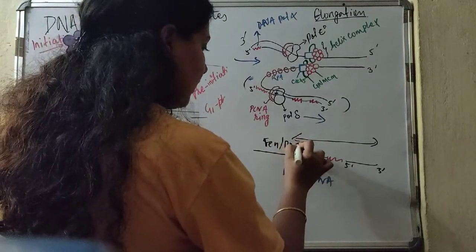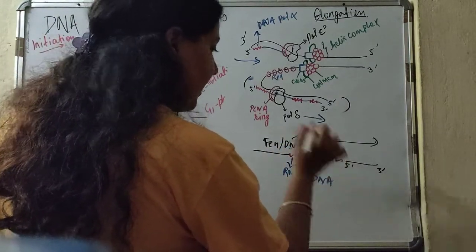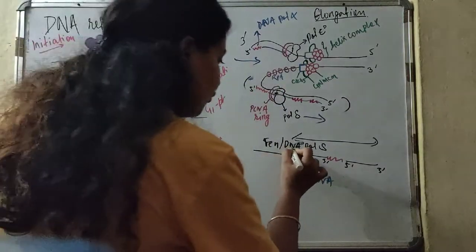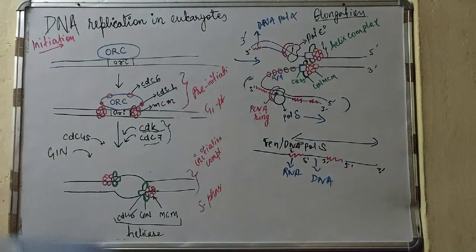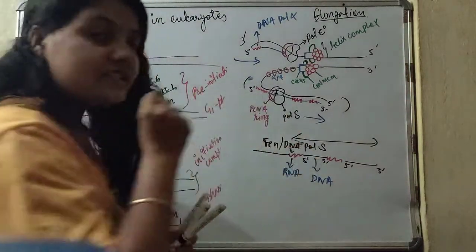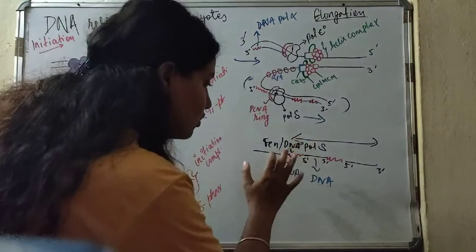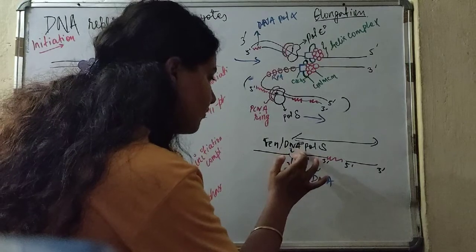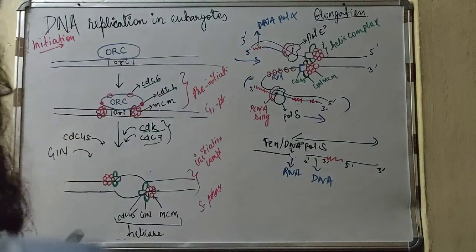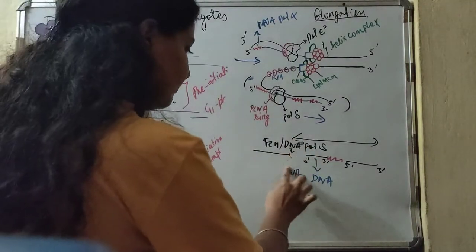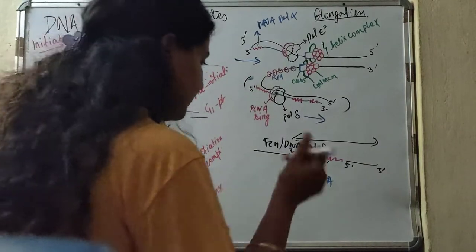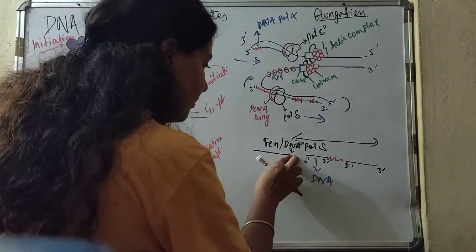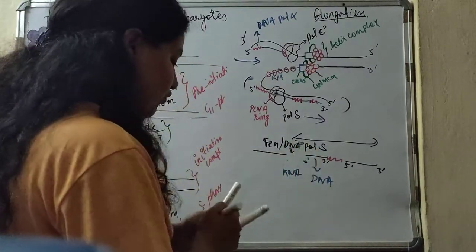DNA pol delta. The same DNA pol delta and FEN, they remove this primer. Alright, they remove this primer, and in the course of removing this primer, they will remove some of the nucleotide also. Alright, some of the nucleotide also, and this primer will be forming a flap kind of structure. They will remove a primer, and in that course they will remove some of the nucleotide.